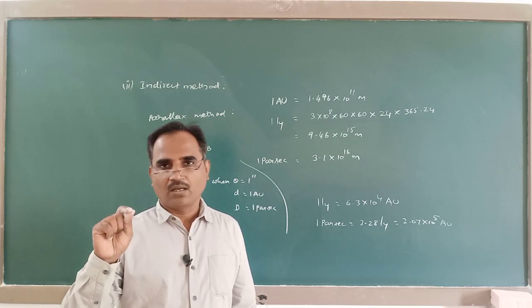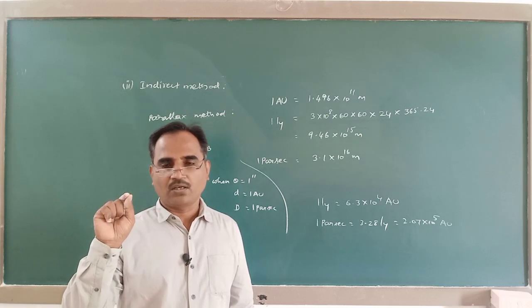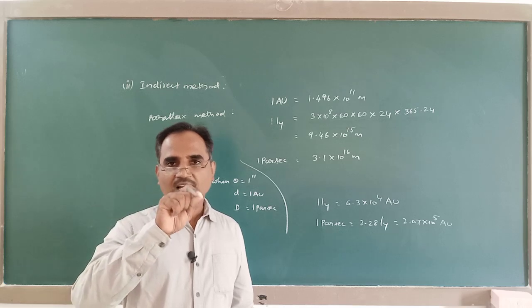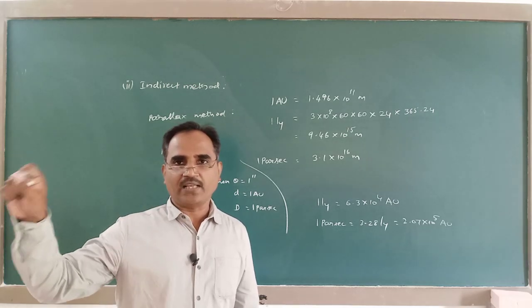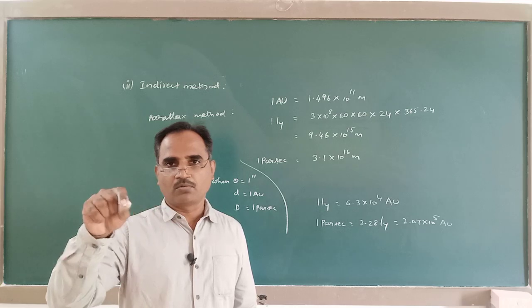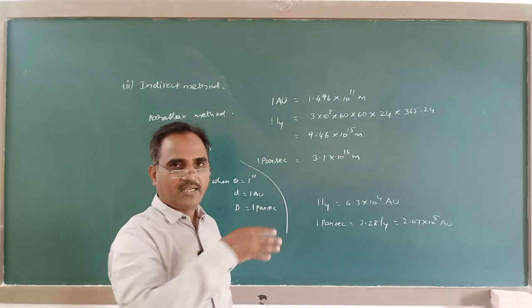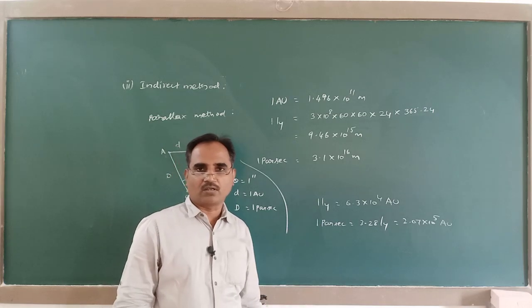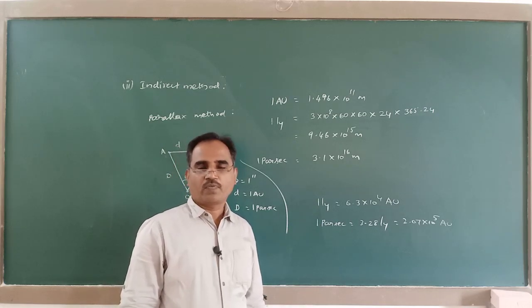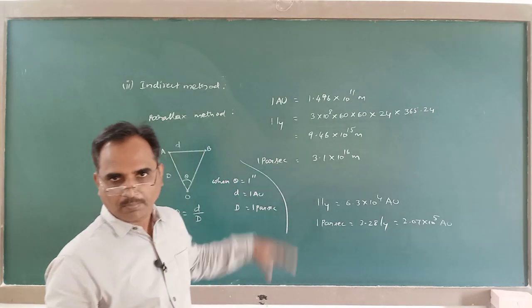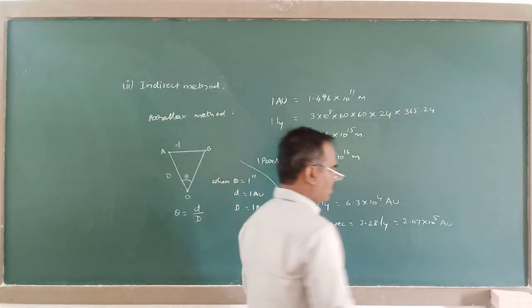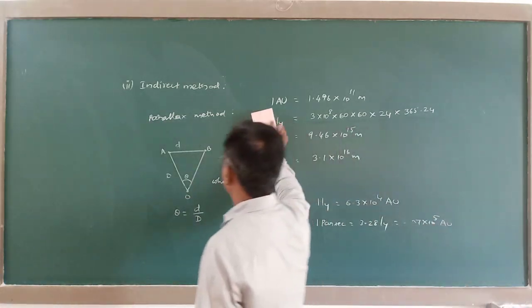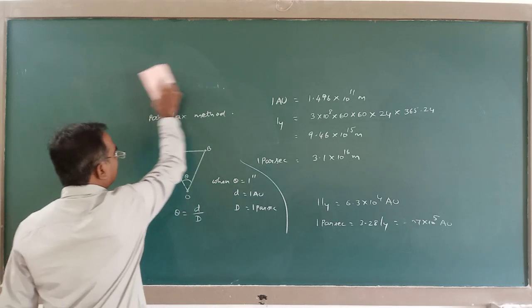Similarly, in the NEET examination: which is the largest unit to measure the length? Number 1 kilometer, number 2 astronomical unit, light year. With 4 options like this, you will be asked to find which is the correct one. So from that point of view, you remember these things. So this is all about the measurement of length.